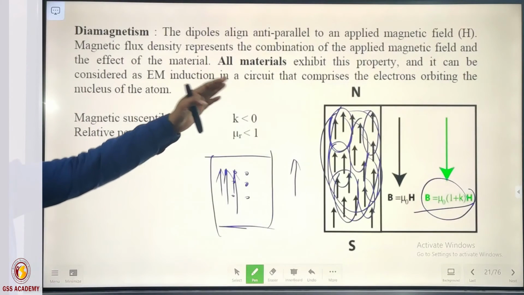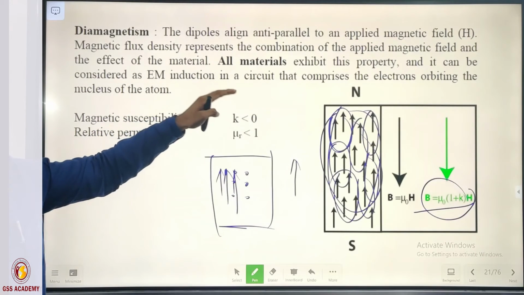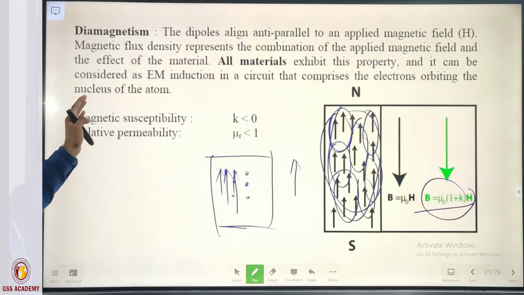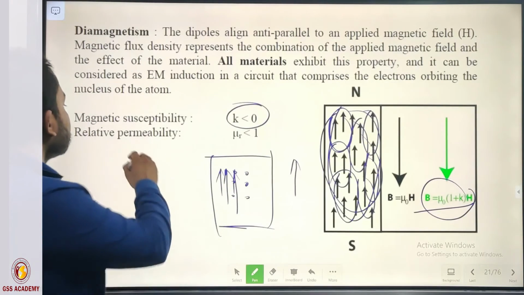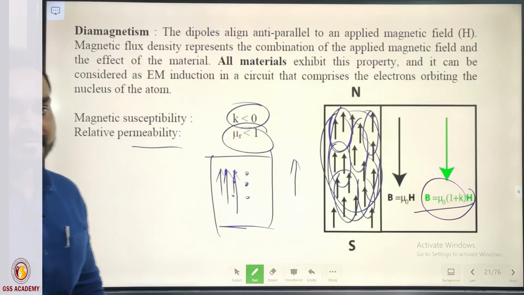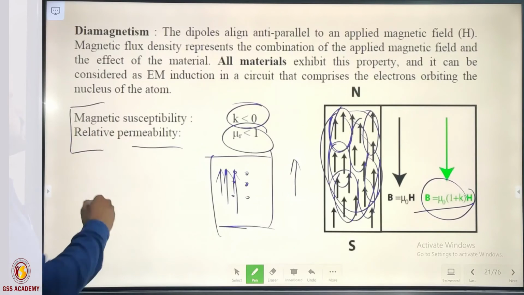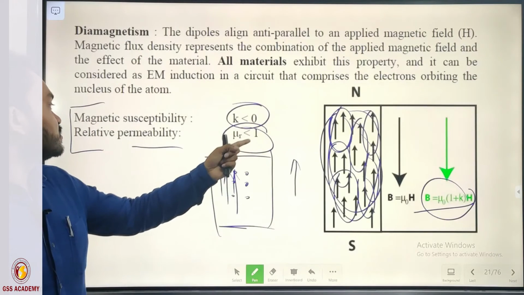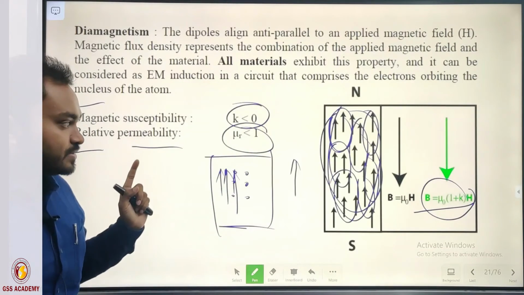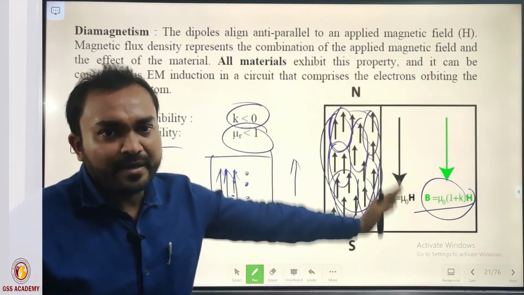All materials exhibit this property, and it can be considered as electromagnetic induction in a circuit comprising electrons orbiting the nucleus of the atom. For a diamagnetic material, the magnetic susceptibility is less than 0 and the relative permeability is less than 1. So these are the properties of a diamagnetic material. For a diamagnetic material, the field is anti-parallel to the applied magnetic field.